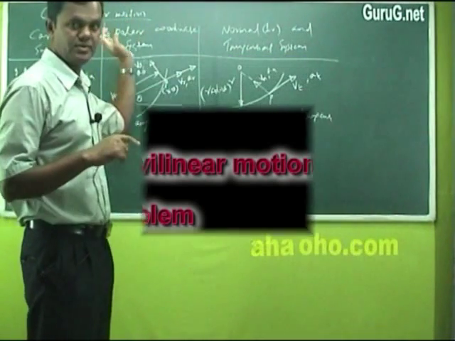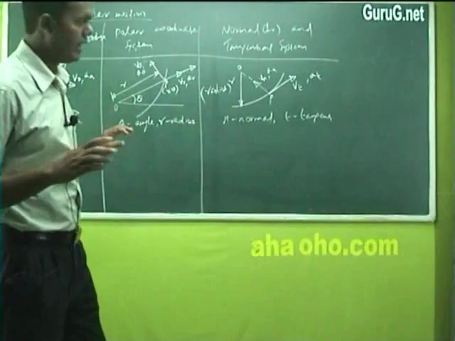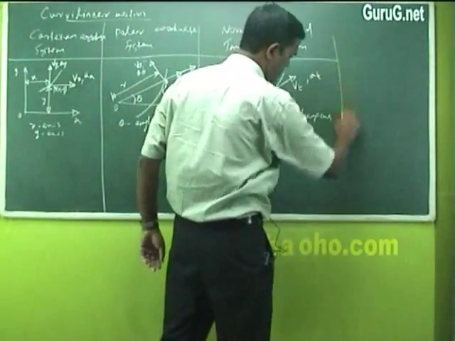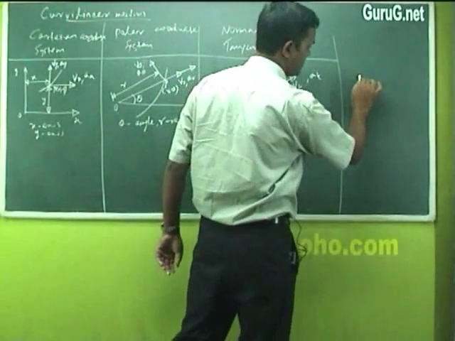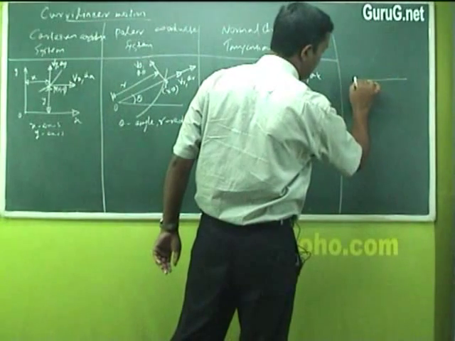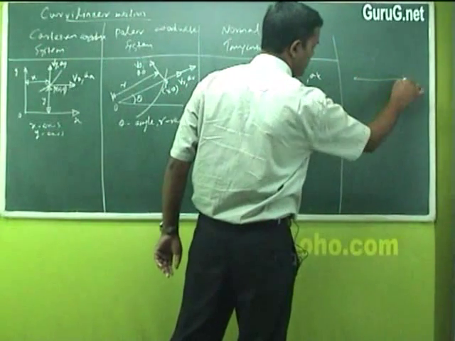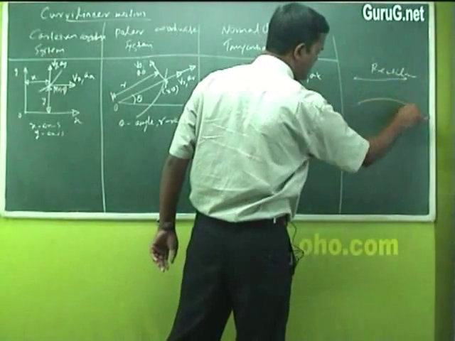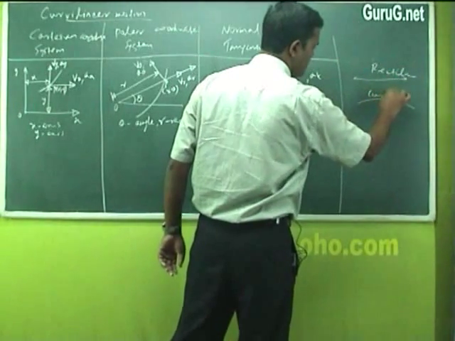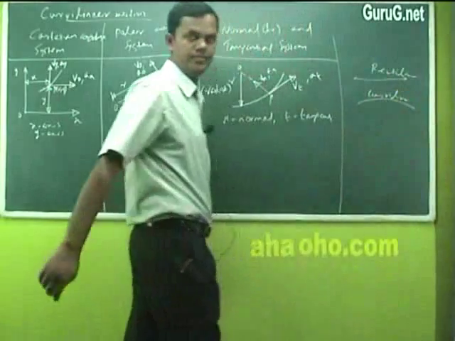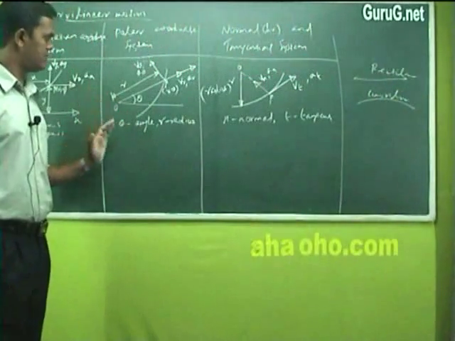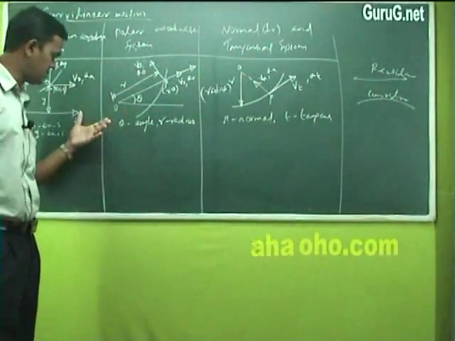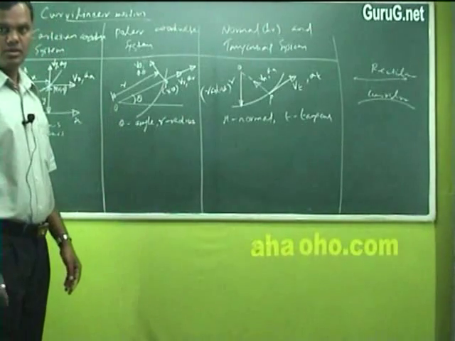See, the name itself, which I already told you, curvilinear. Any body which takes a curved path, if it is straight line motion, it is called rectilinear. And if we're just taking a curved path, I can say it's a curvilinear motion. So again, here's a set of graphs based on this, equations will be there.